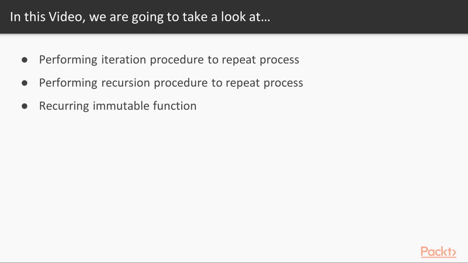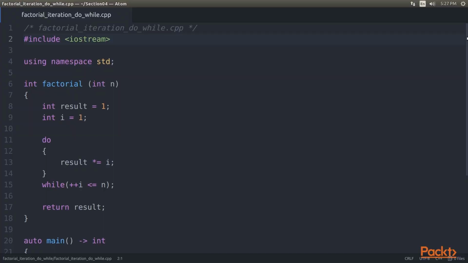In this video, we will take a look at performing the iteration procedure to repeat the process, then performing the recursion procedure to repeat the process, and finally recurring the immutable function. Let's start with performing the iteration procedure to repeat the process. The calculation of a factorial will be better if it's designed using the recursion approach. However, it's possible as well to design it with the iteration approach.